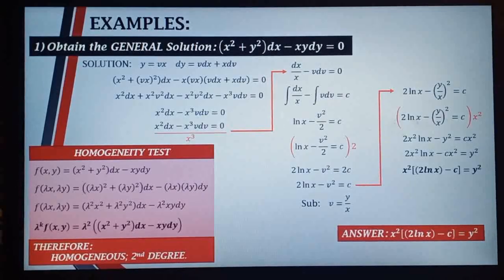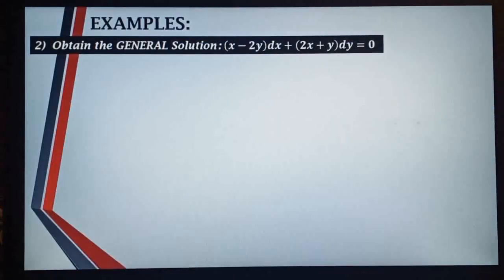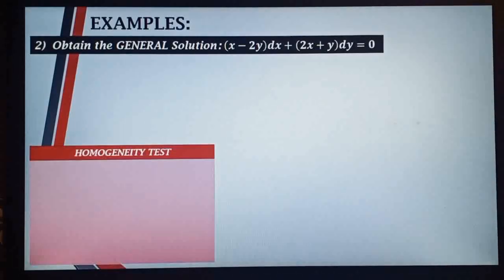Okay, next example, we have example number 2. We need to obtain the general solution again of the quantity of x minus 2y multiplied to dx plus the quantity of 2x plus y multiplied to dy equals 0. So we need to test first if the equation is homogeneous. So we have the homogeneity test.